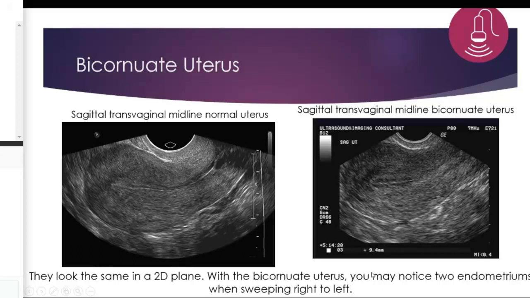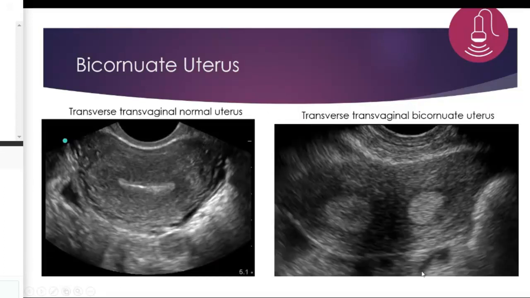If you were scanning live, sweeping left and right, you may notice two endometriums, so one kind of extending out to the left and one extending out to the right. So transverse imaging. So we have normal, transvaginal, transverse image. So we can see the myometrium, the hypoechoic area, and then the echogenic endometrium in the middle. And then we have the bicornuate uterus over here.